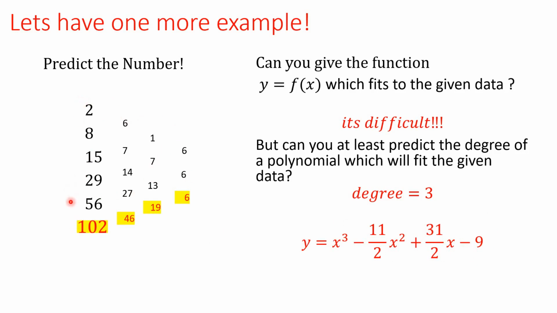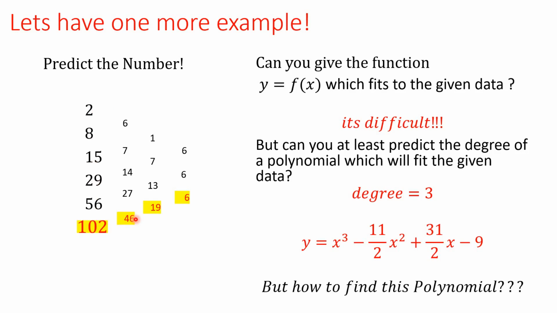Okay, so this is what extrapolation is. This is called extrapolation. We know this data, 1 to 5, and we are finding the next number, a number which is outside this data. This is called extrapolation.